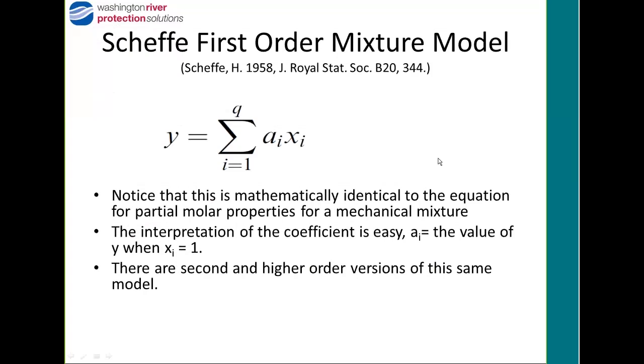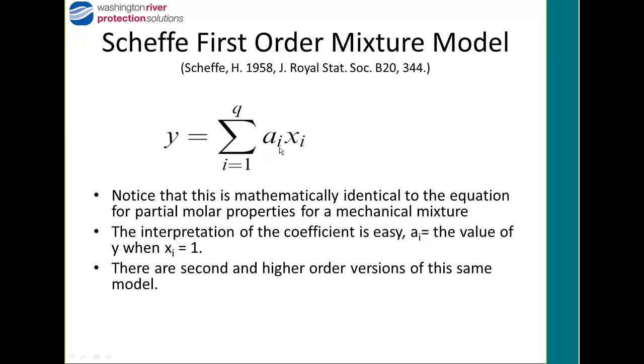The first I want to talk about is Scheffe's mixture model. Scheffe was a statistician in the 1950s. This is a very simple model. You have some property Y that is a function of the concentration of your component i, and there's a coefficient that defines it. This is a first-order version. Of course, you could add an infinite number of polynomial forms onto the end of this.